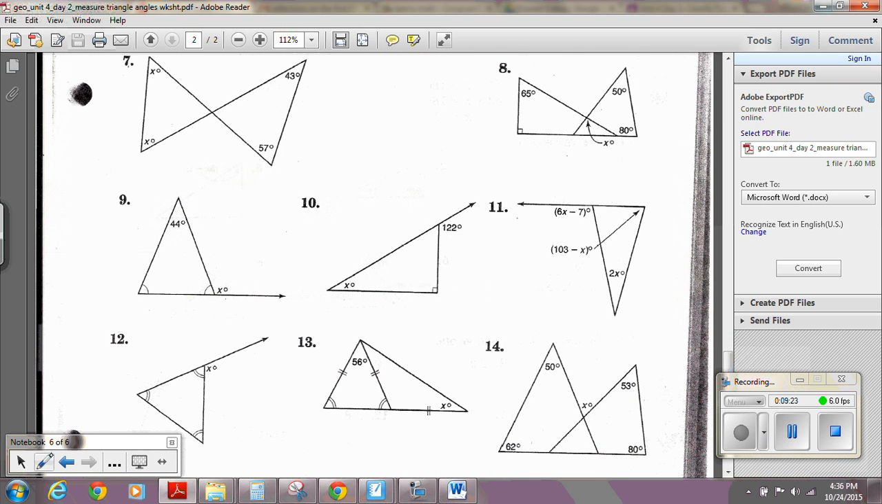All right, on number 7, x is here in 2 places. So first I would need to know what this angle is here so that it would be the same here because of the vertical bow tie effect. So let's just call this y. All right, so y plus 43 and 57 would be, I'm sorry, would be 180.